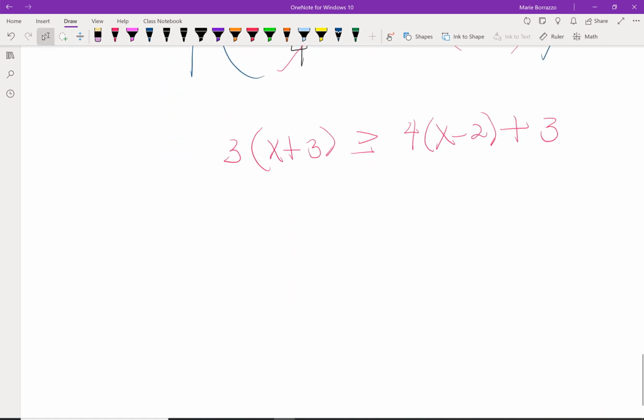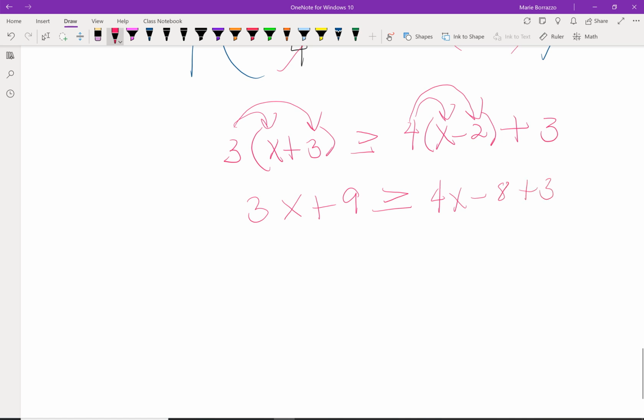So if I distribute the 3 to both of these values, I distribute the 4 to both of those values, I end up with 3x plus 9 is greater than or equal to 4x minus 5, because this will become negative 8 plus 3, hence why I said immediately I just jumped to negative 5. So all of this becomes negative 5.